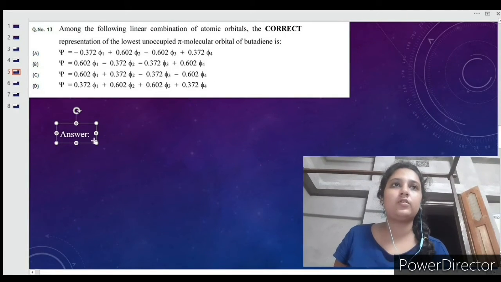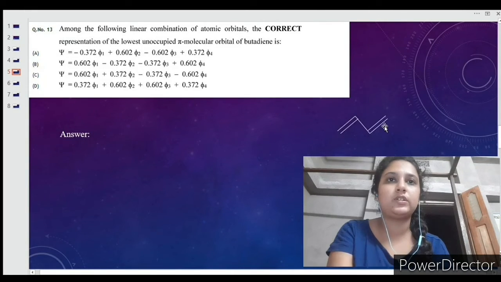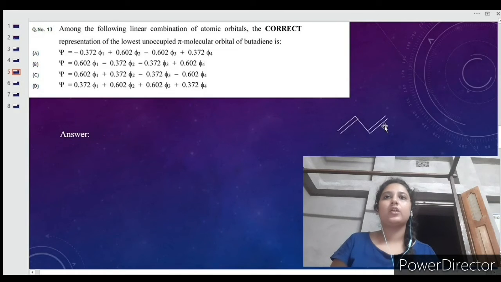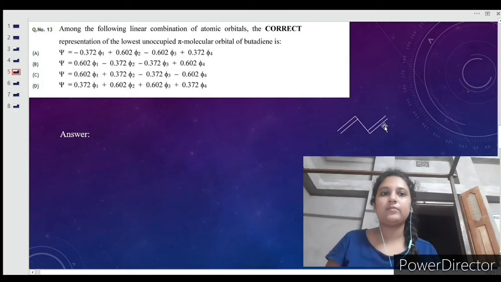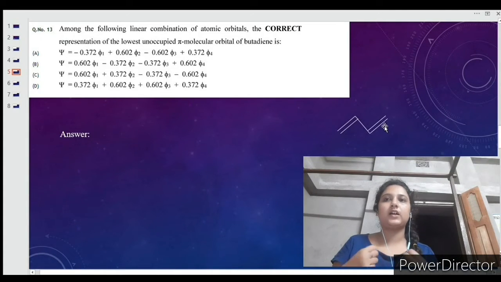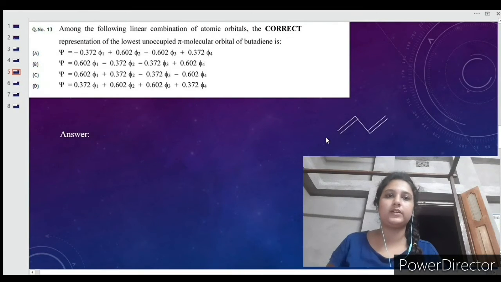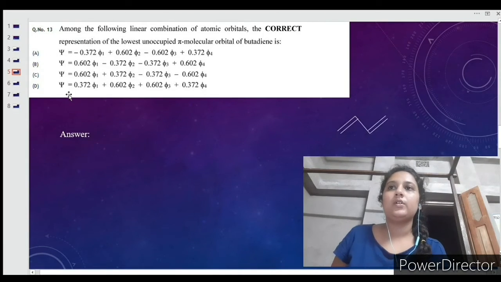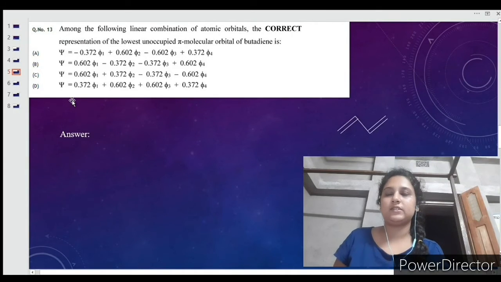at first we have to draw the structure of butadiene. In the structure of butadiene, there are 4 carbon atoms and 2 double bonds present. So in the butadiene system, the number of molecular orbitals is equal to the total number of atomic orbitals. The total number of atomic orbitals here is 4. There will be 4 representations of the pi system. So that's why this is A, B, C, D.